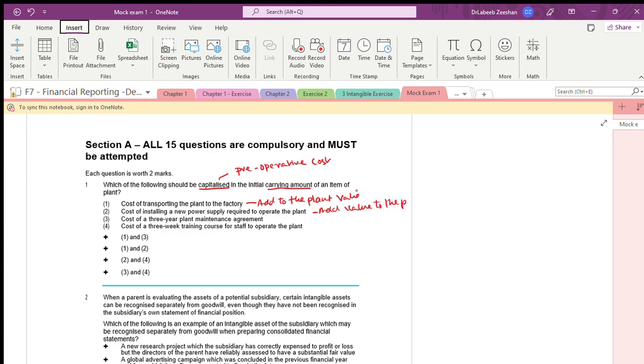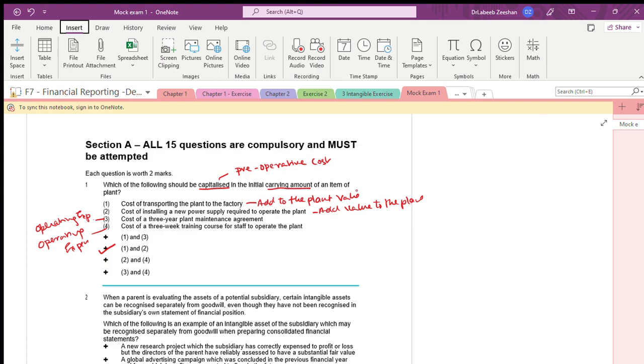Is it right? Next. Whereas this is maintenance. Maintenance is an operating expense. Whereas cost of a 3-week training is also operating expenses. Answer is? 1 and 2. Good.